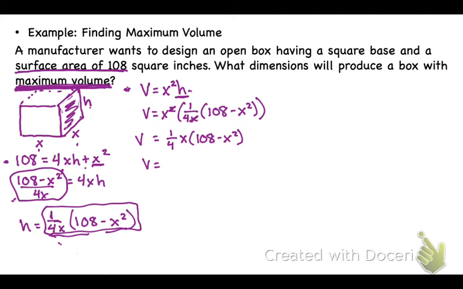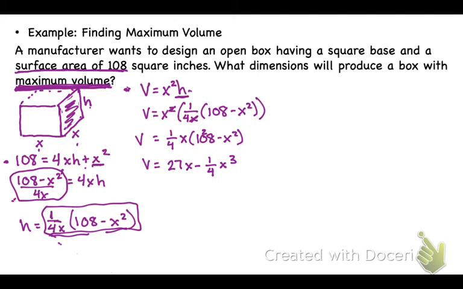What's that? 4 goes into 10 how many times? 2, with 2 left over? It'll be 27. So 27x, minus, wouldn't that be 1/4 x cubed? Yep. Okay. So now I need to take the what? Derivative. So take the derivative of that.